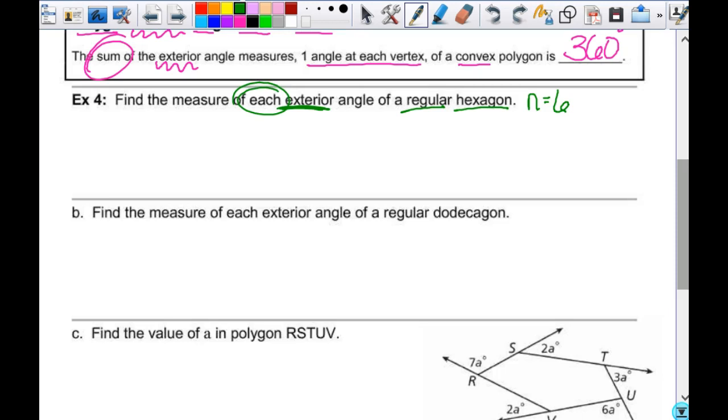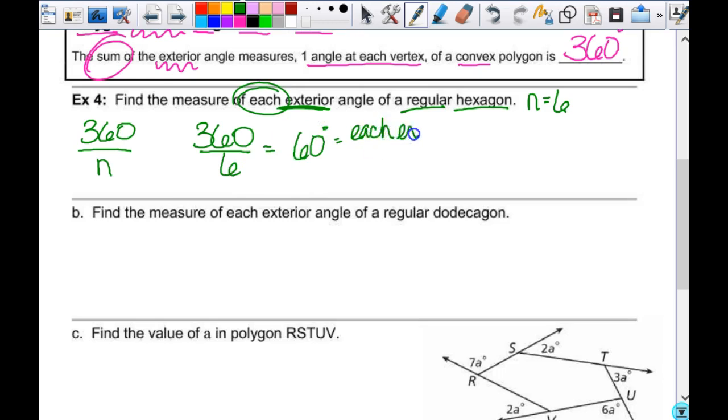So that means that if you want each interior or each exterior angle and it's a regular hexagon or a regular anything, it's just 360 divided by the number of sides. So in this case, it's 360 divided by 6, which gives you what? 60. So this is each exterior angle.